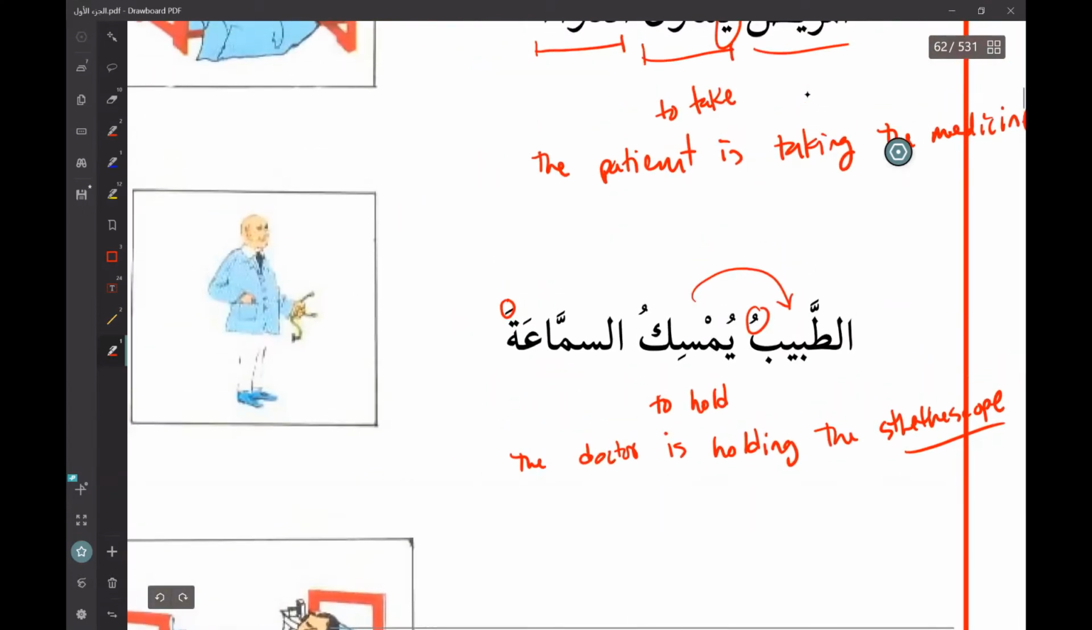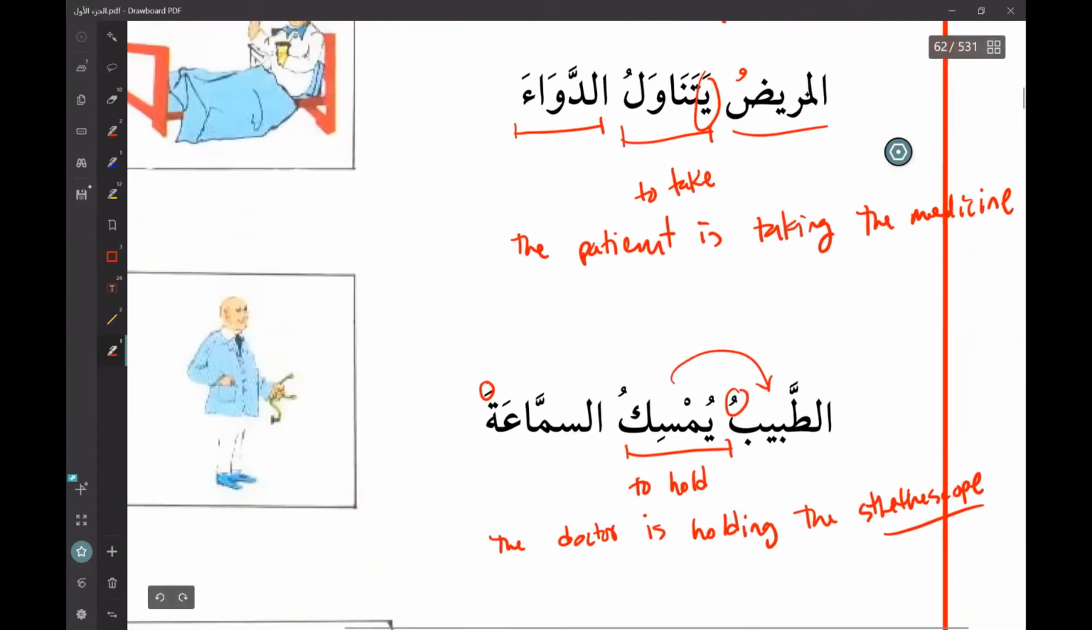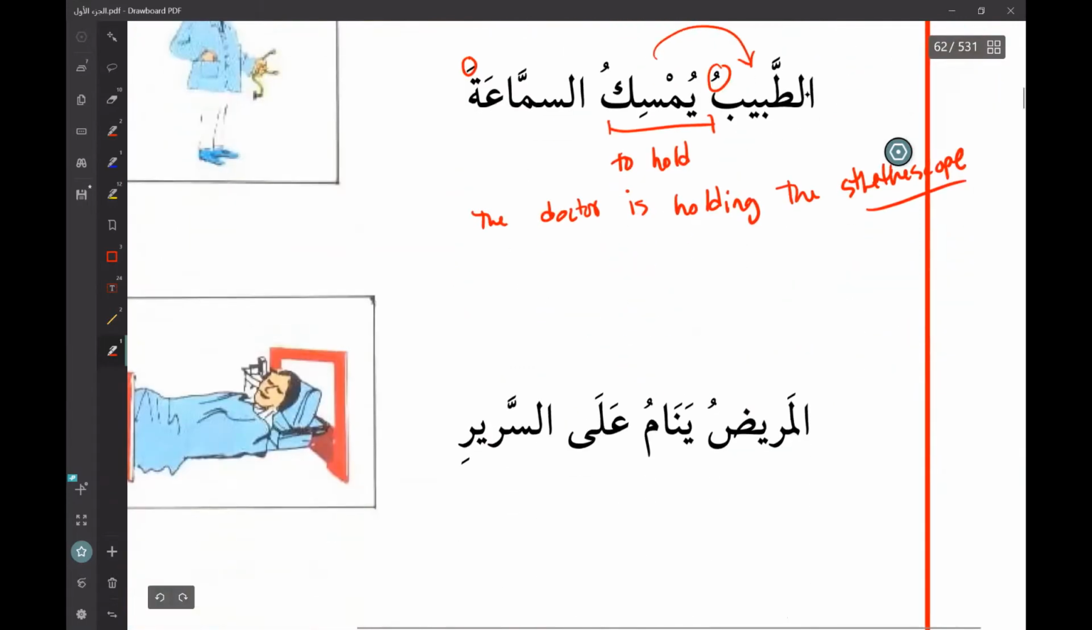But the verb is very important. Yumsiku means to hold. Okay, you can say he is holding the book. Yumsiku al-kitaba. Okay, or the doctor is holding the book. At-tabibu yumsiku al-kitaba. Okay, he's holding the book. He's holding the pen. At-tabibu yumsiku al-qalama. Okay, at-tabibu yumsiku al-qalama. You understand? So all of these verbs are very important.